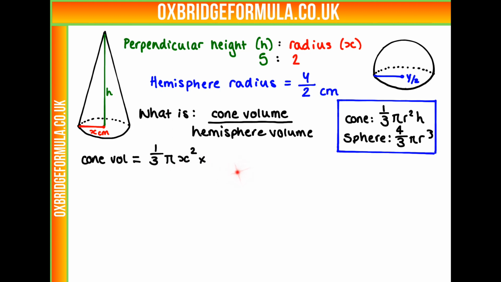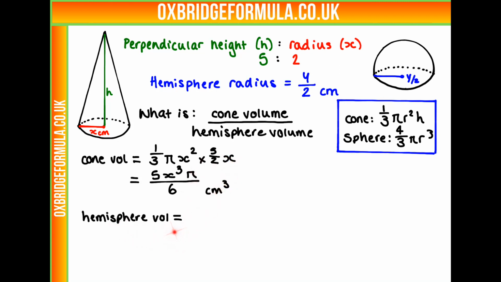And we need our h, but we can't really write h. We need to make it into something nice we can divide down by. We have our little ratio here, so the h to x is 5:2. So how can we rewrite this? How about rewriting it in terms of x? What would h be in terms of x? Well, because we've got our ratio of 5:2, that means that our h is going to be 5/2x. So that's our value for h there. So let's simplify this down. We're going to get to 5x cubed times pi over 6 centimetres cubed. That's our cone volume.